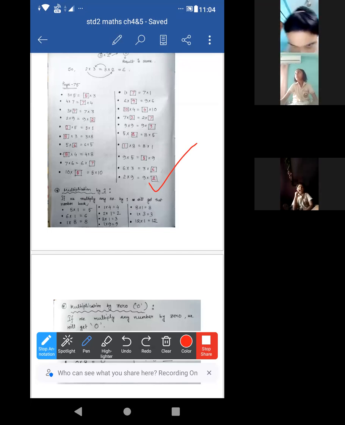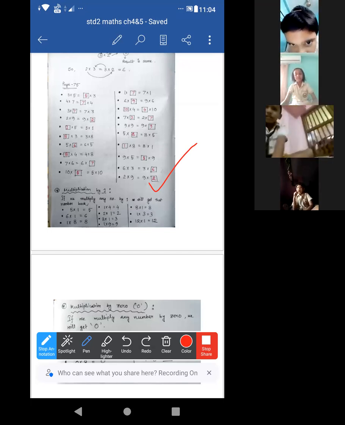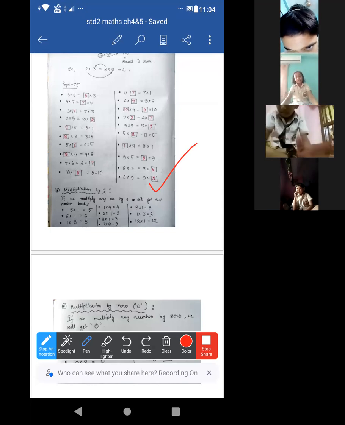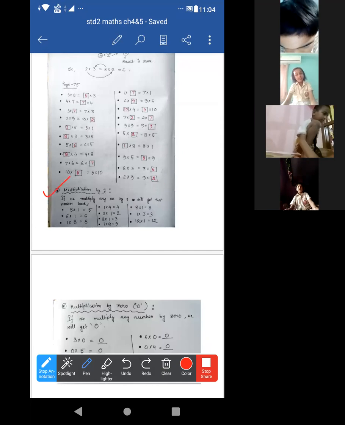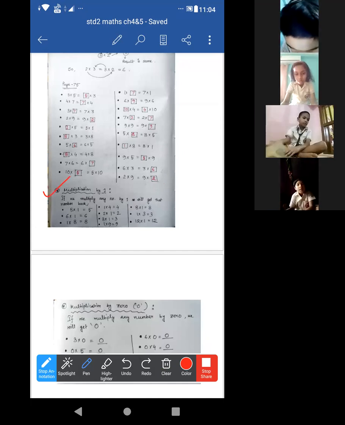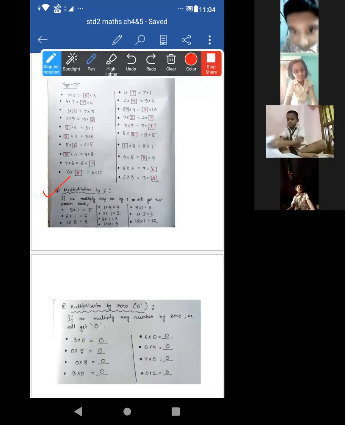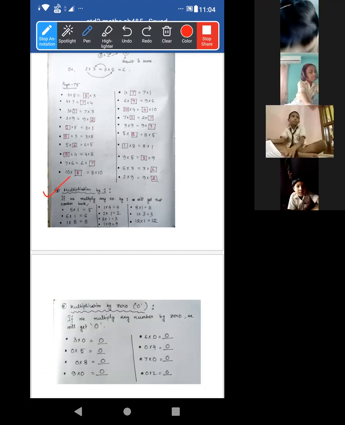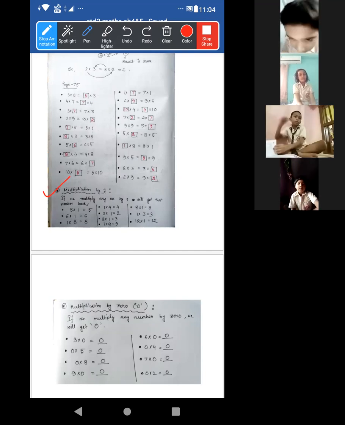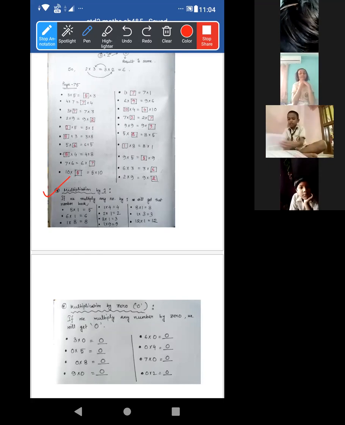Now just look at this. Today we'll start from this one. Okay, multiplication by 1. That means property. This is the property of 1. What is property? Property means a certain condition which will be satisfied by a certain number. Suppose property of 1. For 1 there is a certain condition. Okay, look, what is that condition?